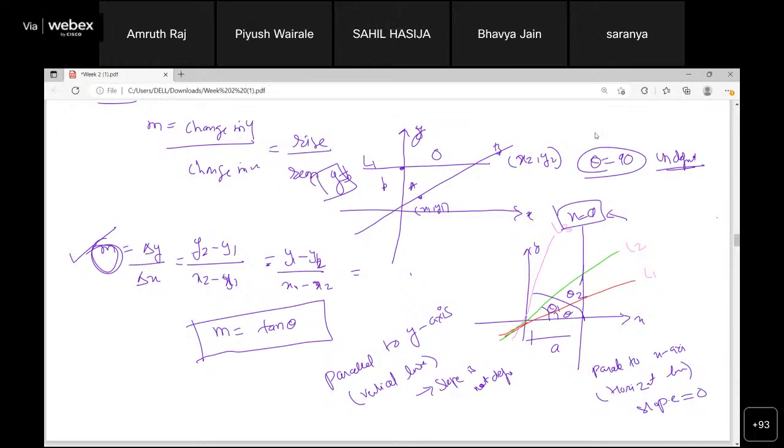Sir, I have a question. Should we know the values of these trigonometric angles like tan theta or sine? Yeah, a calculator is there in the portal, so you can simply use that calculator. In most of the cases, it is tan only. Slope is generally equal to tan theta only.